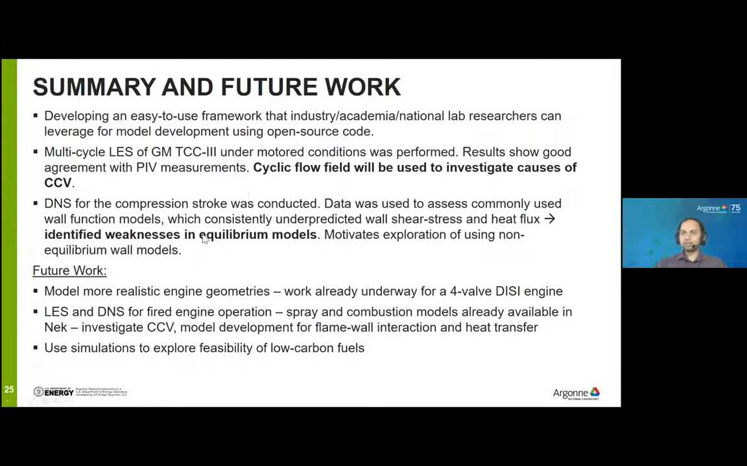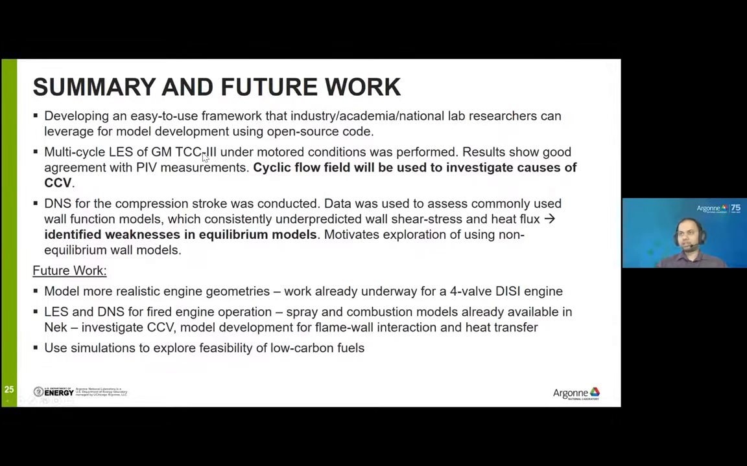In the second part, I showed this DNS work on how we can use these simulations to develop improved wall models. And the work that's currently happening in our group is that we've moved to fired engine operating conditions. Here we are now interested in looking at flame wall interaction. That seems to be something that we are struggling with using the currently available models.